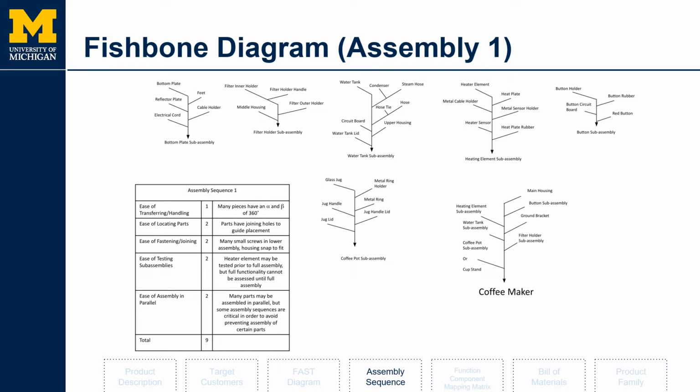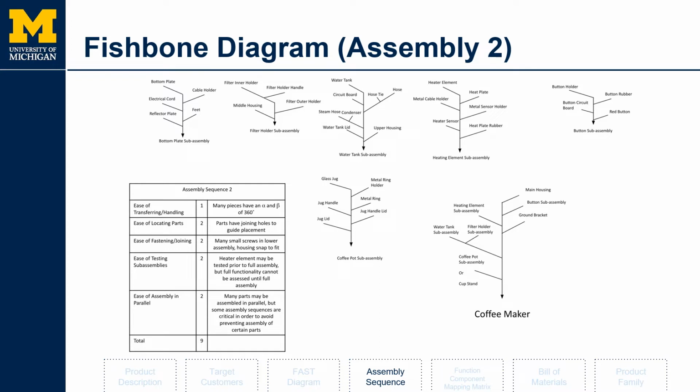So here is our first assembly sequence. As you can see, the 6 sub-assemblies along the top and the bottom left come together in the end to make the coffee maker on the bottom right. For the assembly sequence, we gave ease of transferring and handling a 1, ease of locating parts a 2, ease of fastening and joining a 2, testing sub-assemblies a 2, and assembling in parallel a 2, for a total score of 9.